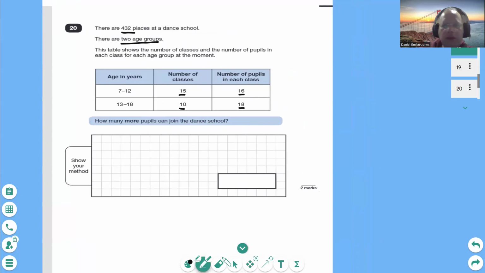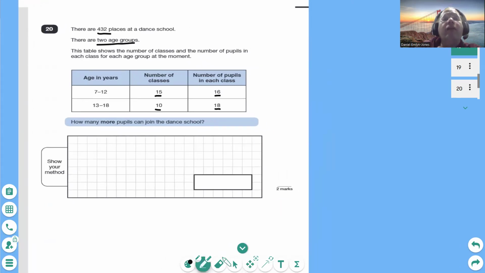What's a good way of doing this? Well, if you're unsure, because it's quite a long thing, have a reread. There are 432 places at a dance school. There are 2 age groups. This table shows the number of classes, the number of pupils in each class for each age group at the moment. Well, in that case, I think we have to work out how many pupils there are there already. Then we can see if we can add any more.